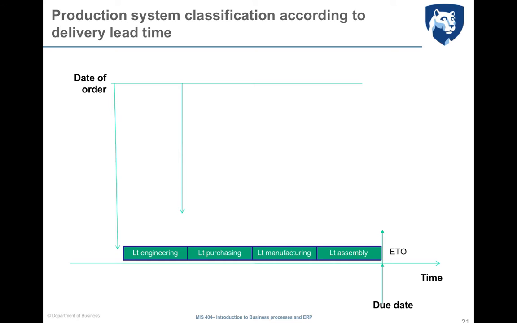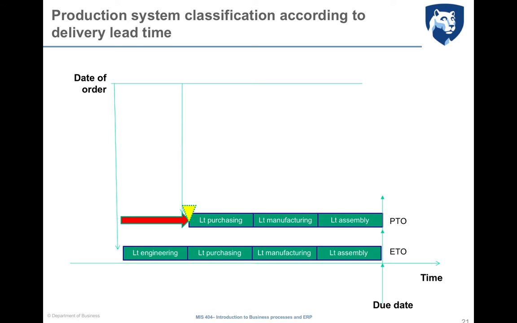There are instead cases in which the date of the order is not so far as to allow the company to start from the engineering, and so the concept and the design of the product need to be already in place. But then, purchasing, manufacturing, and assembly can be executed on an order basis. This is what we call a purchase-to-order system, where purchasing, manufacturing, and assembly are executed after a customer order has been put in the system, and the concept engineering and the design of the product has already been made.